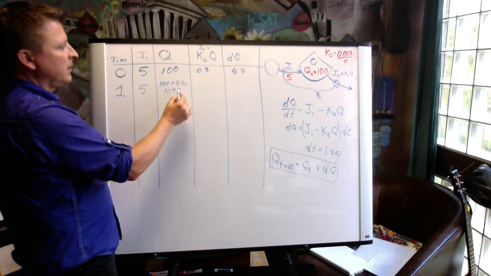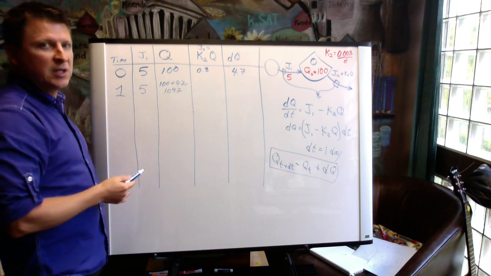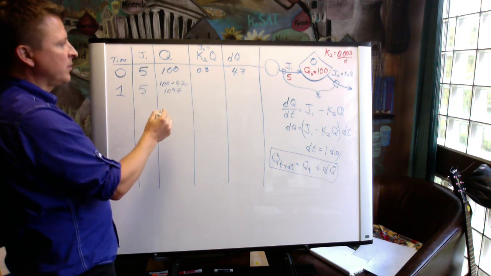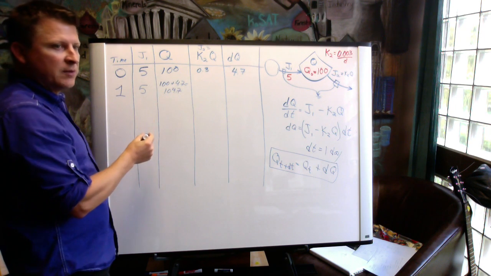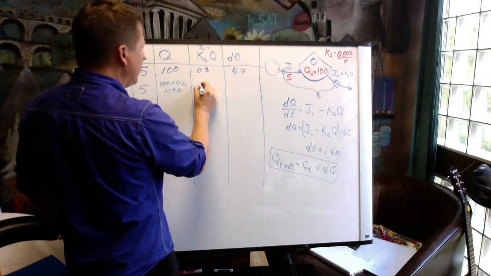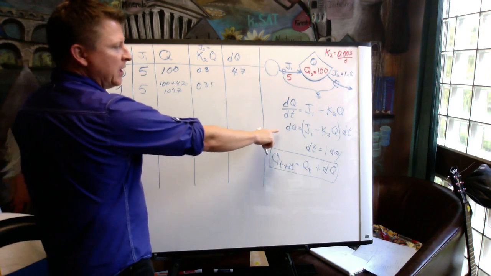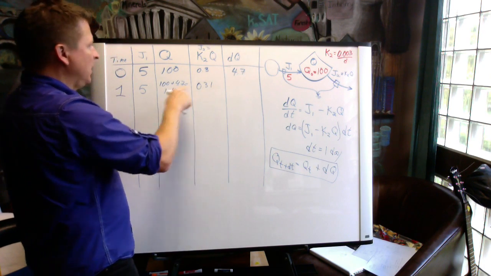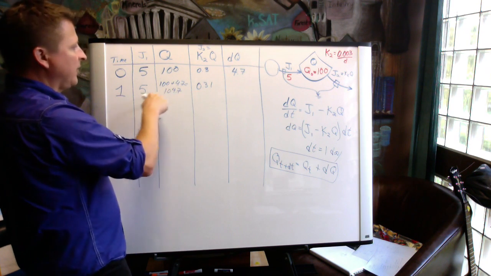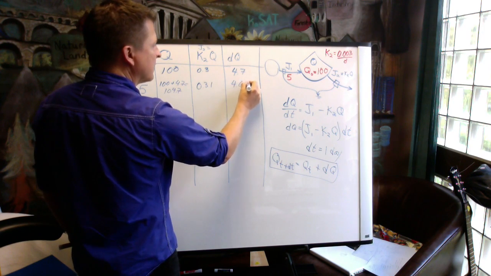So we have a new value for Q. Now you can see that this new value for Q is going to be used to calculate our new value for J2. So K2 is constant, so it's still 0.003 times our 104.7. And when we do that, the answer is 0.31. Again, the change in Q, dQ, is J1 minus K2Q, so 5 minus 0.31, and that's going to give us 4.69.